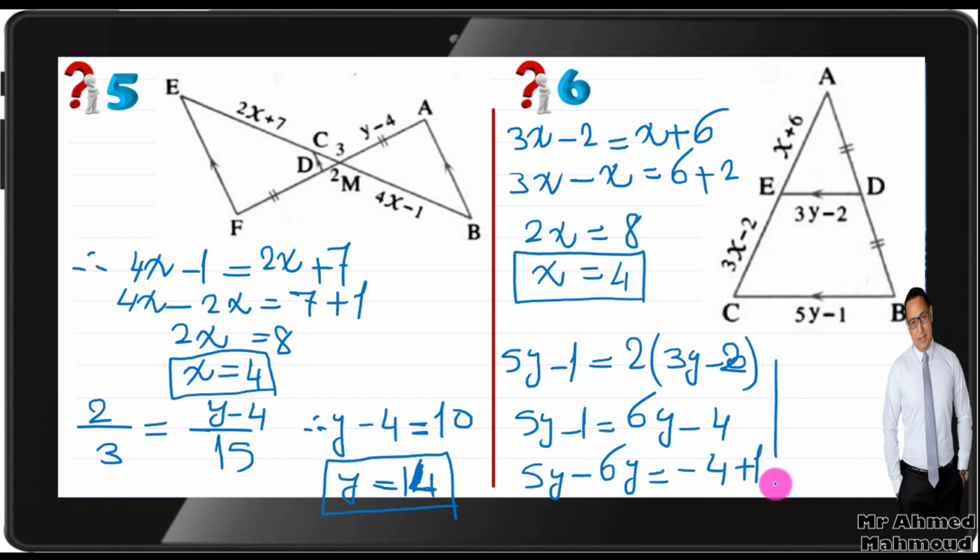Collect x together, y together, so 5y minus 6y equals negative 4 plus 1. So 5y minus 6y equals negative y, equal negative 3. Cancel negative together, so y equals 3. Okay, the next question.